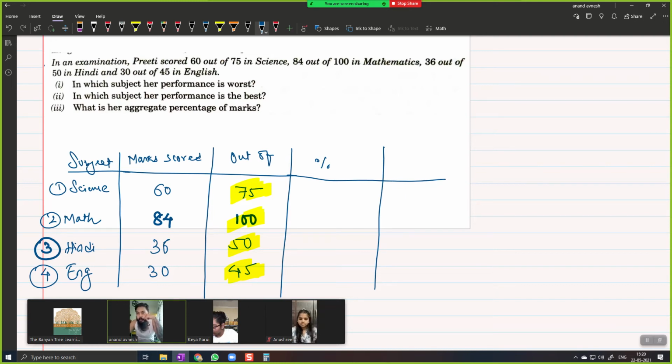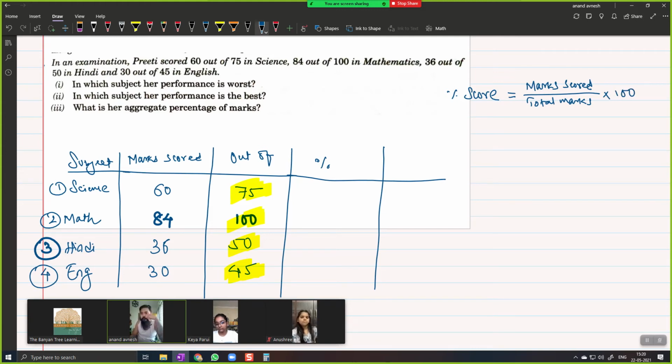See, I'll tell you. Simple formula, or you can say simple way of finding percentage. This way you can also find your percentage when you get the marks. I'll tell you. Percentage score is equal to marks scored upon total marks times 100.